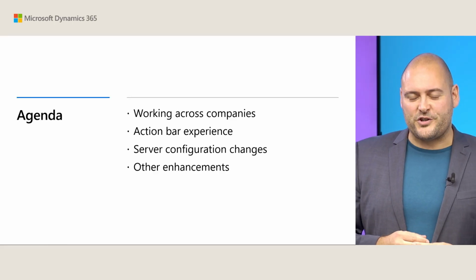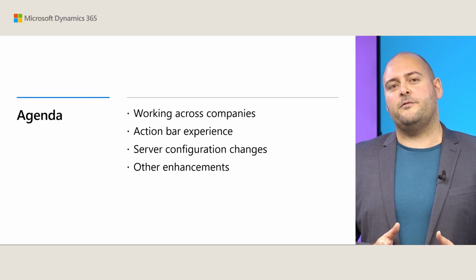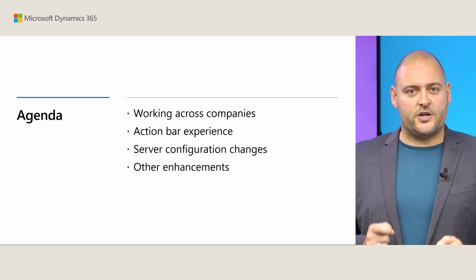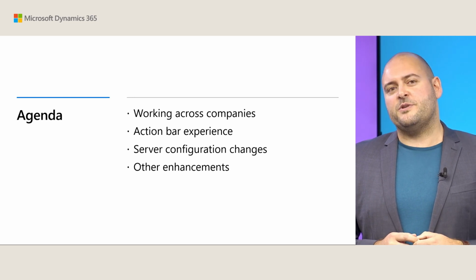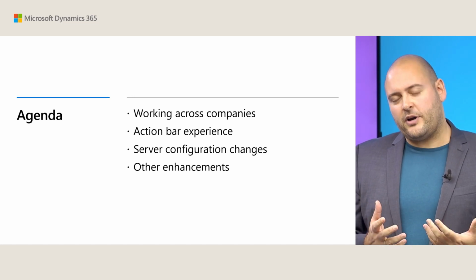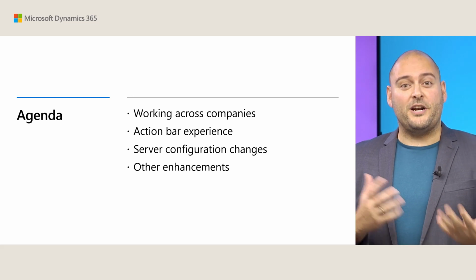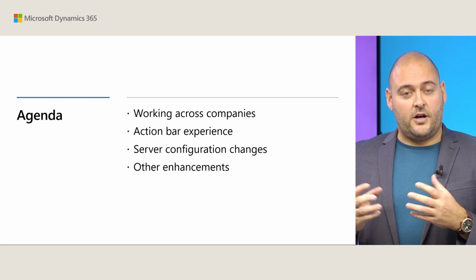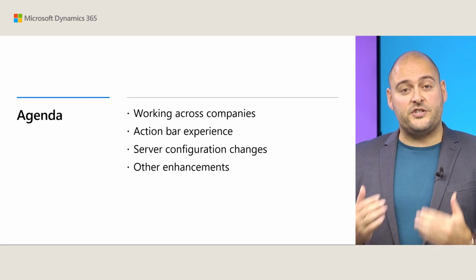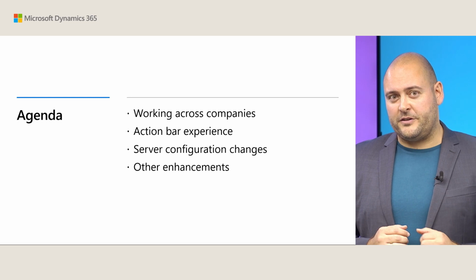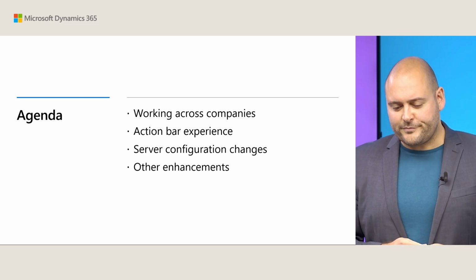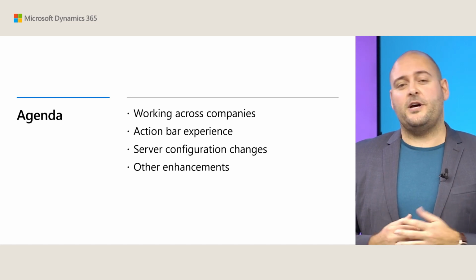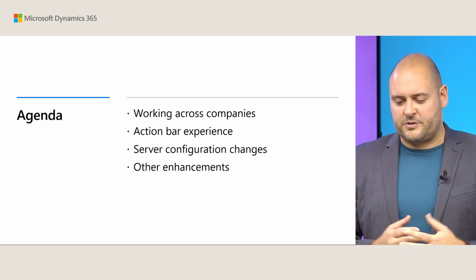So by the end of this session, you will learn how to work productively across companies and environments. You will learn how we've improved the action bar. And of course, if you access Business Central on premises, you will need to upgrade to Update 21 to benefit from some of these features. And how you deploy and configure the web server and the different tiers is changing. So it's very important that you listen in and tune into that section of this session. Finally, you will learn about the smaller things we've done in Business Central that make a difference, the small enhancements.